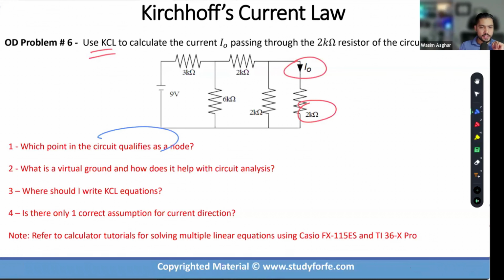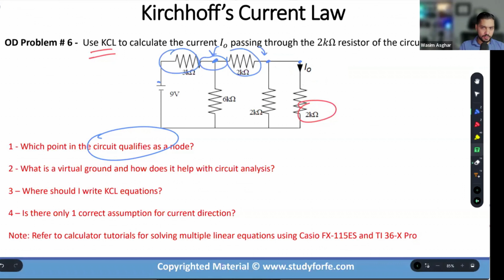So which points in this circuit will qualify as a node? Is this a unique node? Is this a node? Not really, because there's no circuit element between these two. So these 2 points on the right are basically the same. This and this point are basically the same. The reason this point and this point are not the same is because there's a 2K resistor. The reason why this point and this point are not the same is because there's a 3K resistor.